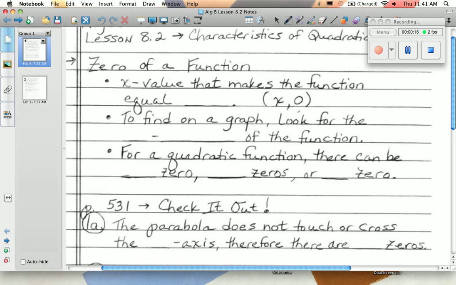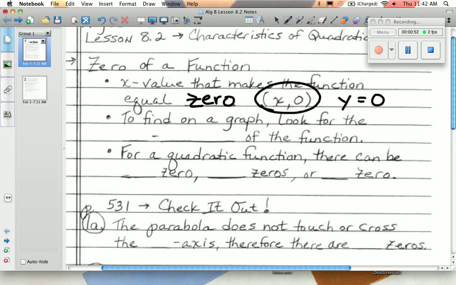So the zero of a function, when I'm asking you to get the zero of a function, or some problem is asking you for the zero of a function, they're asking you for the x value that makes the function equal 0. In other words, makes the y equal 0. What's the x value that when you put it into the function, it will give you a y value of 0? So the zero of a function always has a y value of 0.